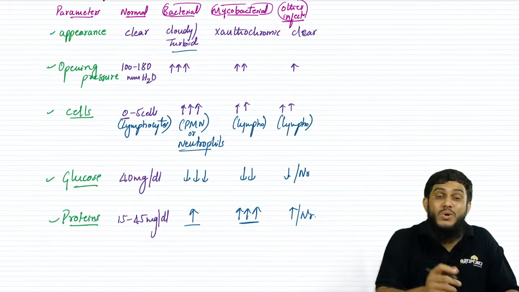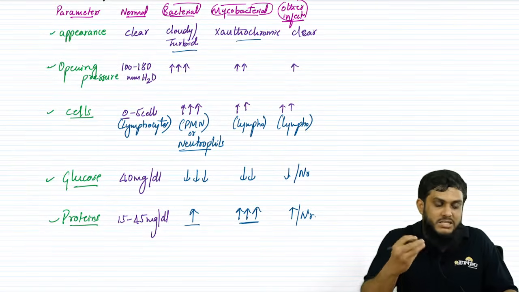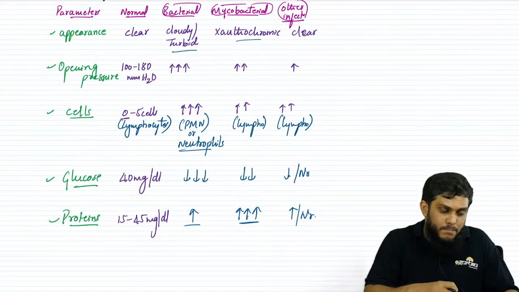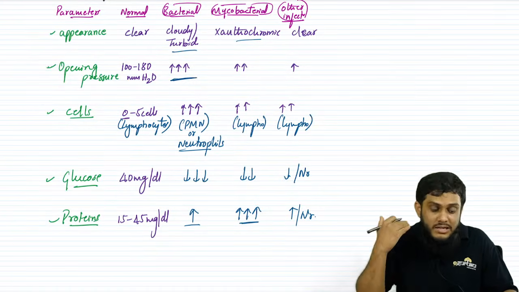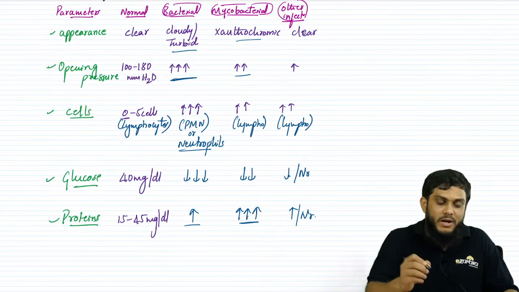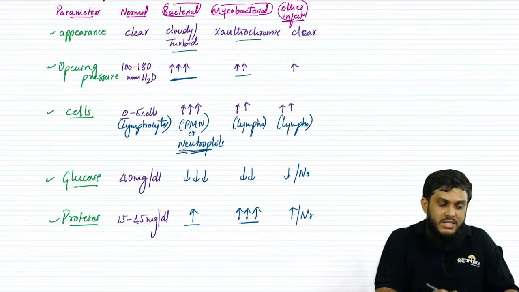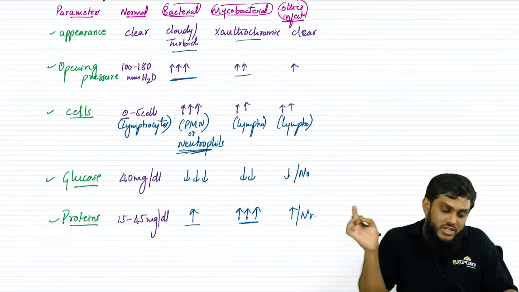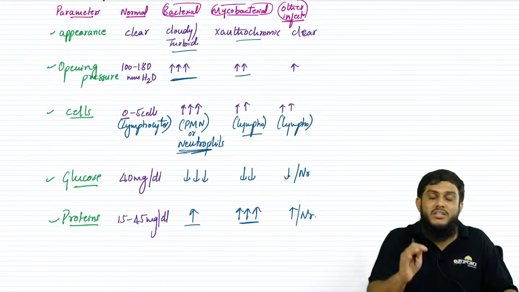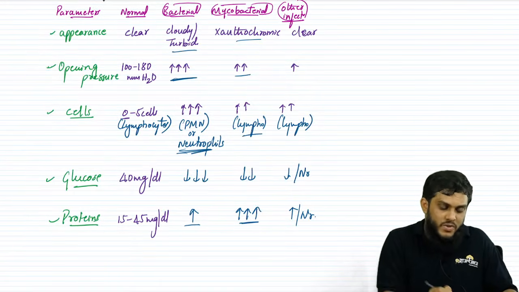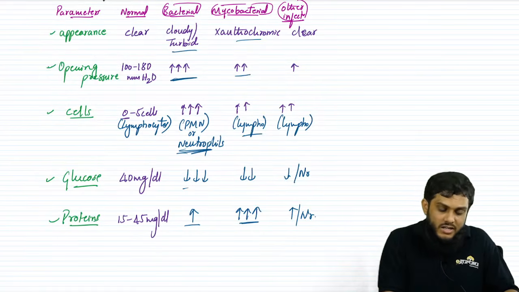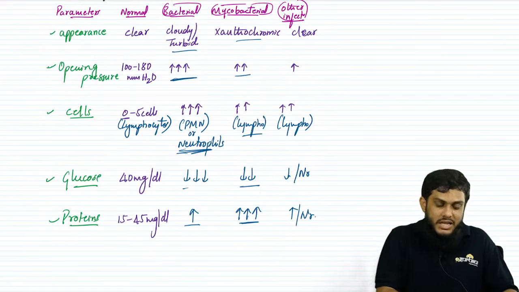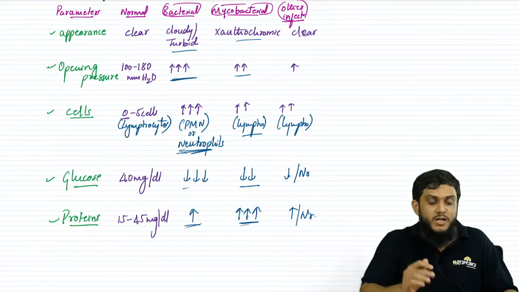So bacterial, cloudier, turbid appearance; mycobacterial, xanthochromic. In bacterial meningitis, opening pressure is highly increased. In mycobacterial, moderately increased. Whereas in bacterial meningitis, cells are highly increased and neutrophils. Here in mycobacterial, moderately increased and lymphocytes. So glucose highly decreased in bacterial, moderately decreased in mycobacterial. Proteins slightly elevated in bacterial, highly elevated in mycobacterial.